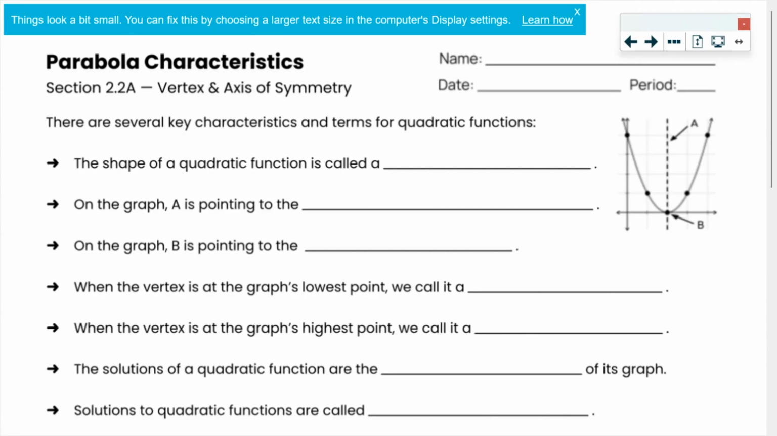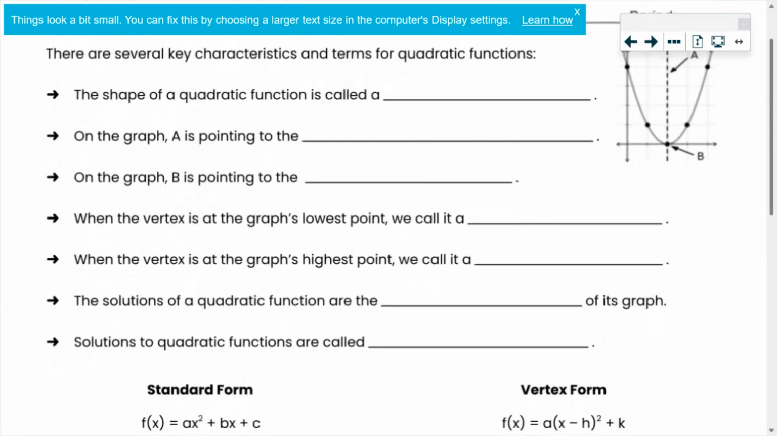All right, some different terminology involving parabolas. The shape of the quadratic function is called a parabola. I think I've used that word 3 times in my little opening monologue there. On the graph, A would represent what? Axis of symmetry or line of symmetry. Very good.